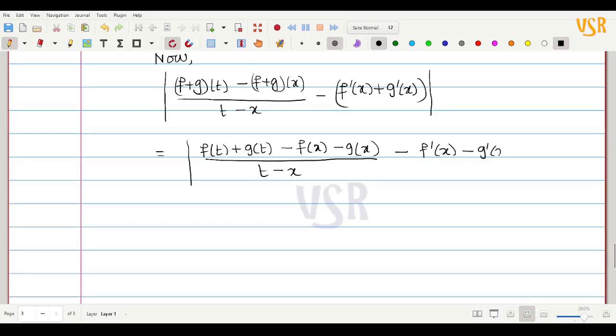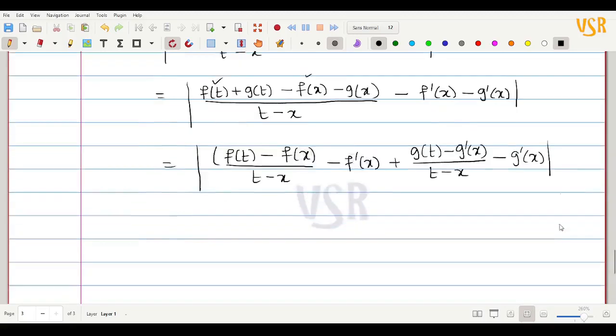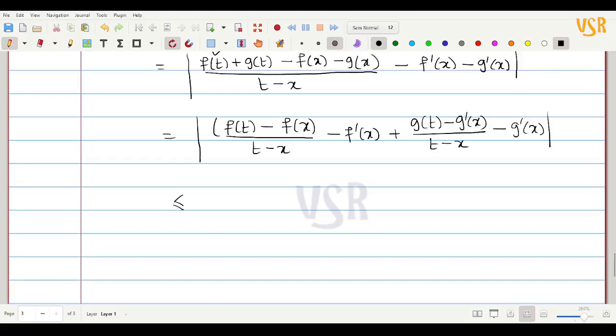So this is equal to, now clubbing them, I may write this as f of t minus f of x divided by t minus x minus f dash of x, plus g of t minus g of x divided by t minus x minus g dash of x. Now this is less than or equal to this term plus this term.